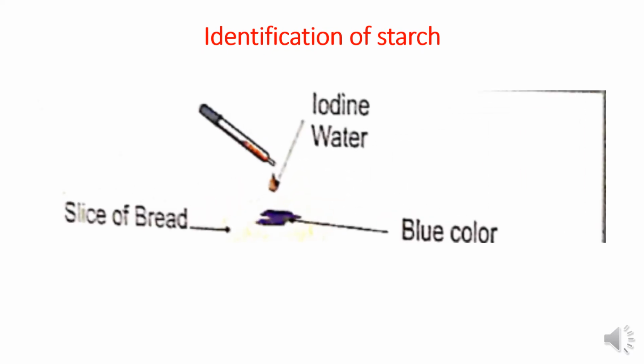Identification of starch. Iodine water is an orange-brown liquid. It turns into a dark blue color in the presence of starch. After adding iodine water to a slice of bread, a dark blue color appears. This indicates that bread contains starch.